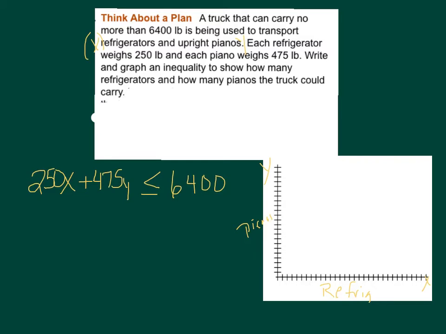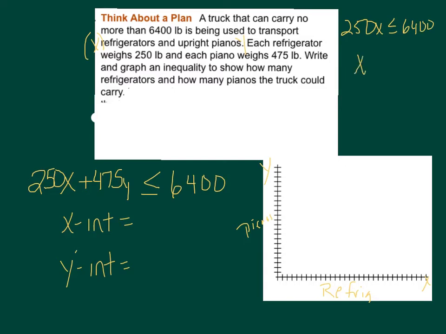Now this you should recognize is in standard form. So I'm going to find my X and Y intercept. If you remember, we do that by making X 0 and Y 0. First, I'm going to find my X-intercept, so I'm going to make Y 0. Now when we make Y 0, remember this term goes away. It no longer exists. So we have 250x is less than or equal to 6,400.